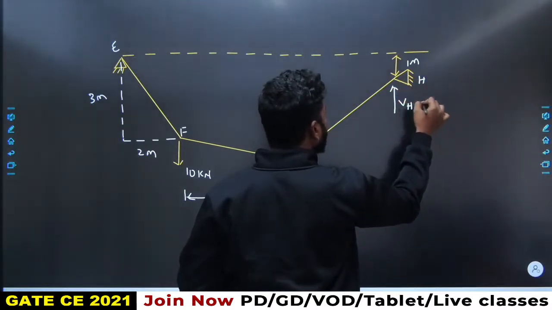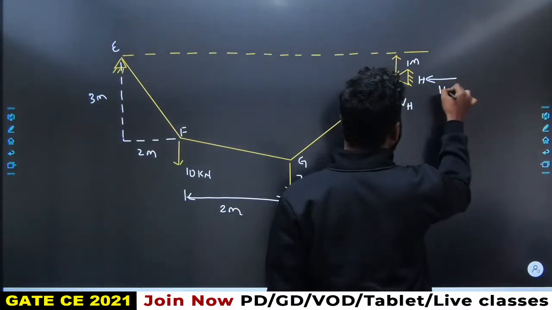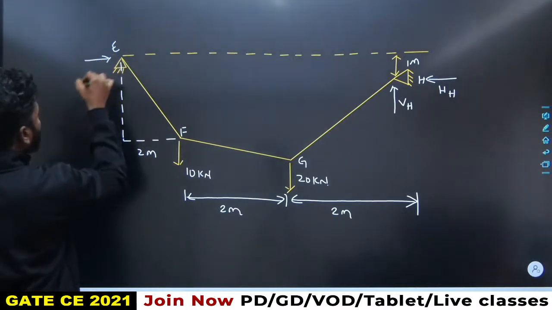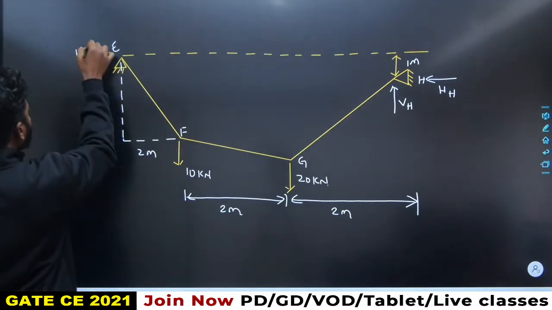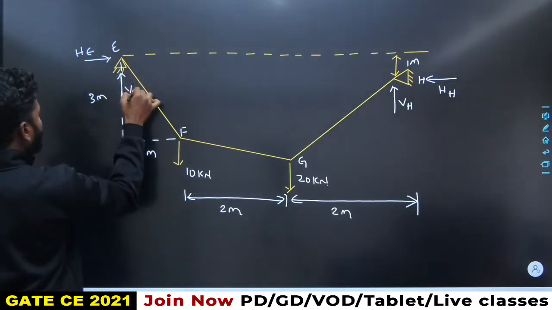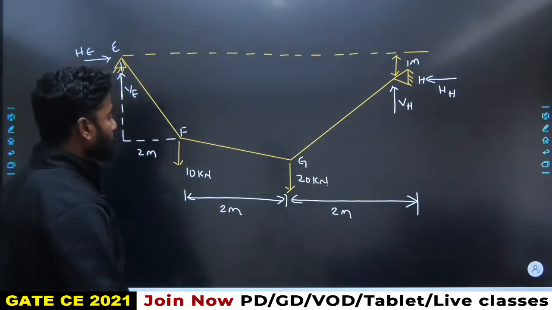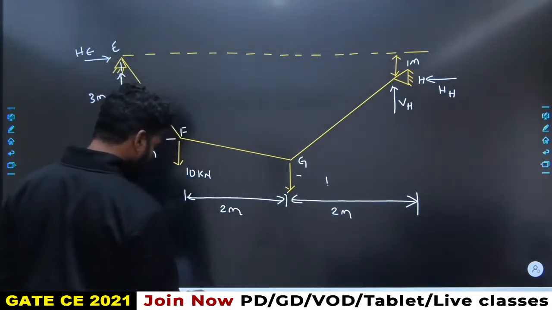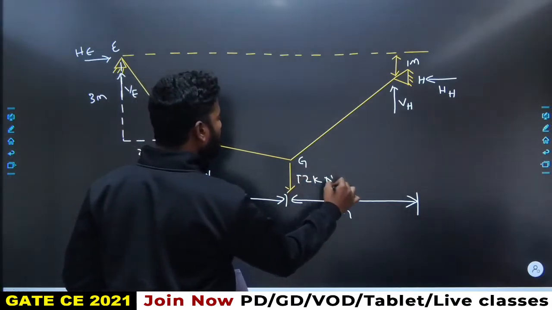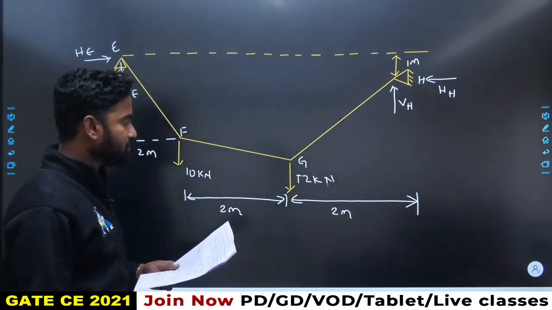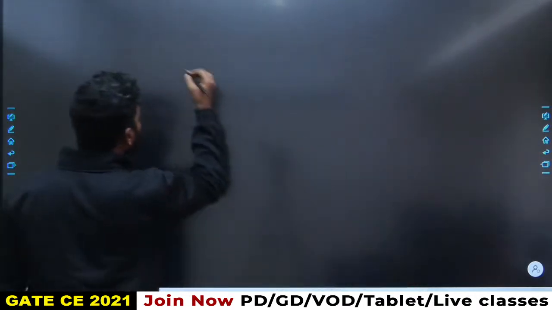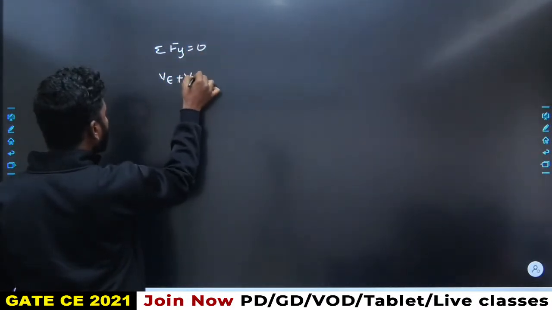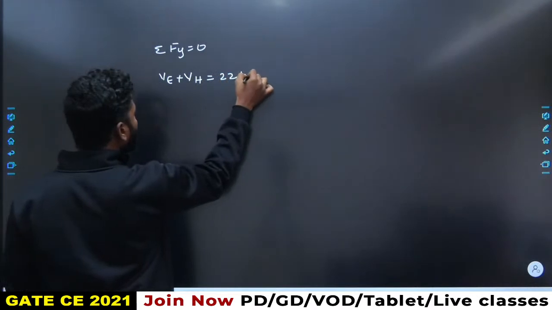Fine. If I take this vertical direction as VH, and this as HH, and this would be HE, and this one is VE. This is 20 kilonewtons, no, this is 12 kilonewtons. If I take summation of forces in the y direction equals to 0, VE plus VH equals to 22 kilonewtons.